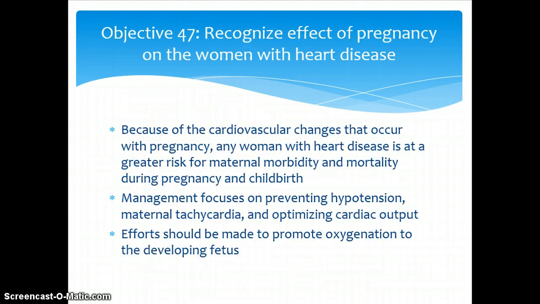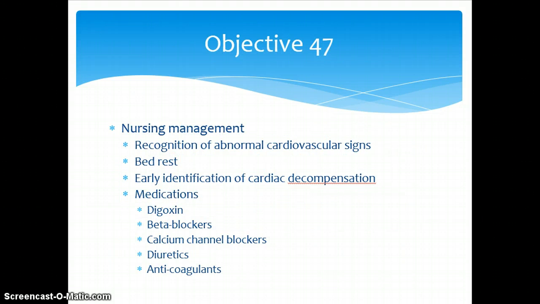Objective 47, recognize the effects of pregnancy on women with heart disease. Because of the cardiovascular changes that occur with pregnancy, any woman with heart disease is at a greater risk for maternal morbidity or mortality during pregnancy and childbirth. Management focuses on preventing hypotension and maternal tachycardia, and optimizing cardiac output, which then will promote oxygenation to the fetus. Every effort should be made to promote oxygenation to the developing fetus in any mom that has heart disease.